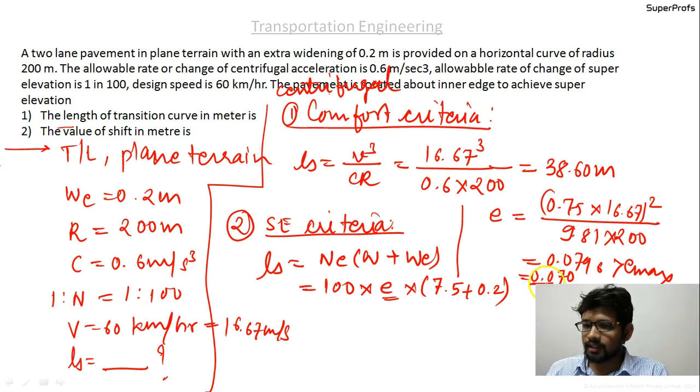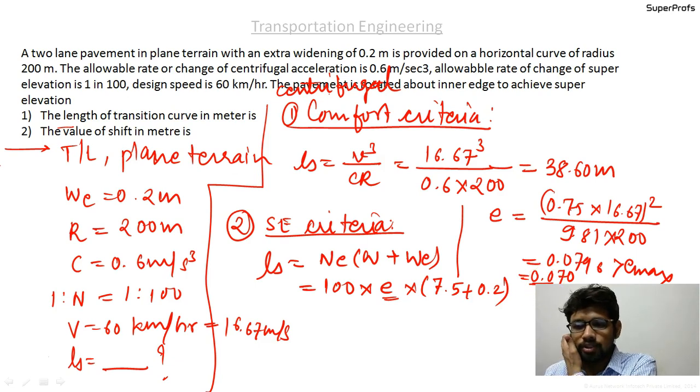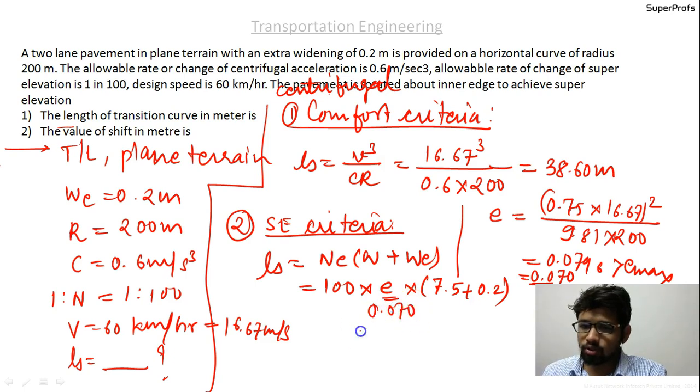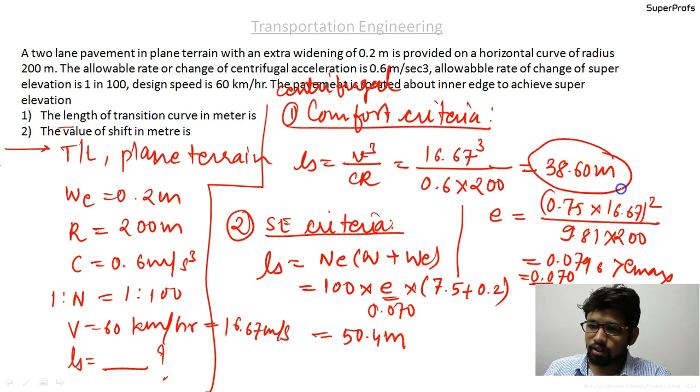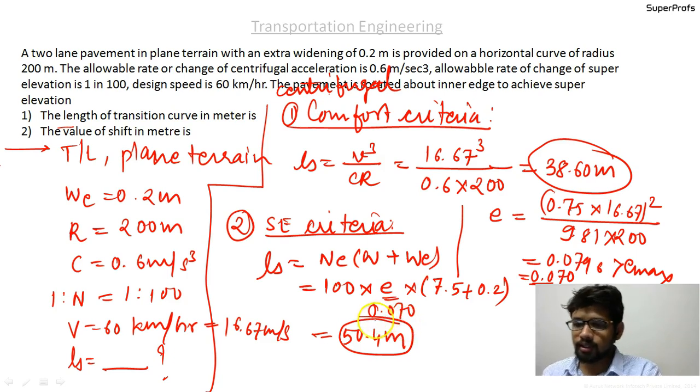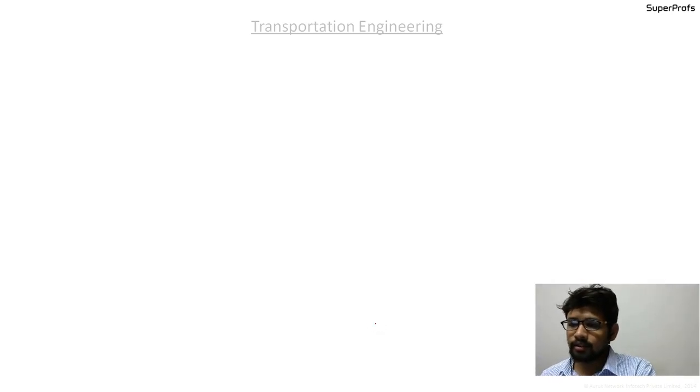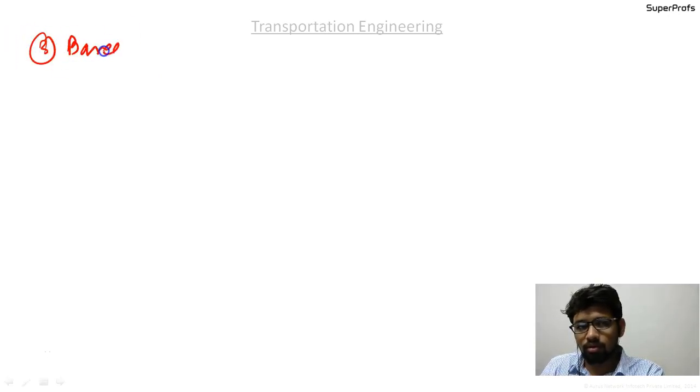Okay, it is just an adjustment, and now use this 0.070 in this formula, and the length of the transition curve will be 50.4 meters. So from criterion 1, the length of transition curve should be 38.60 meters, and from the criterion of super elevation, the length of transition curve should be 50.4 meters. And there is the third criterion left, that is the empirical formula, based on the empirical formula.